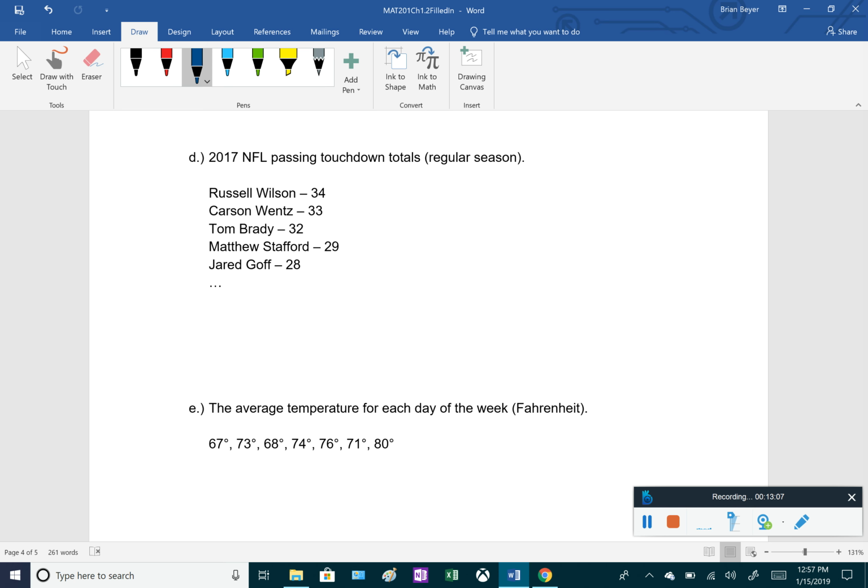So maybe let's think about the inherent 0. So if somebody threw 0 touchdowns, if I put my name on the list here, Brian Beyer, and I threw 0 touchdowns, this obviously is an inherent 0, because it represents none, through 0 touchdowns. So that means this would have to be at the ratio level of measurement.